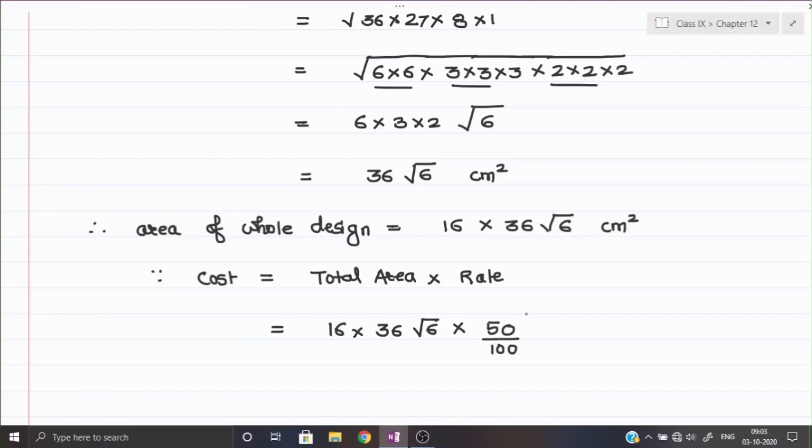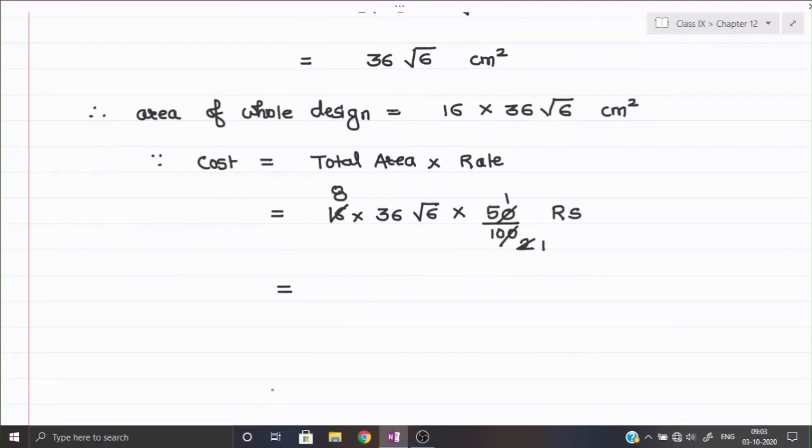So now you can write down here rupees. Now 50 and 100 if I cancel, that can be cancelled by 2 times. Then again 2 if I cancel, so I can cancel 16 by 8 times. Now 8 and 36 we can multiply. So this can be written as 6 8s are 48, 8 carry 4, and 8 3s are 24 plus 4. So that will be 288 under root of 6 rupees.